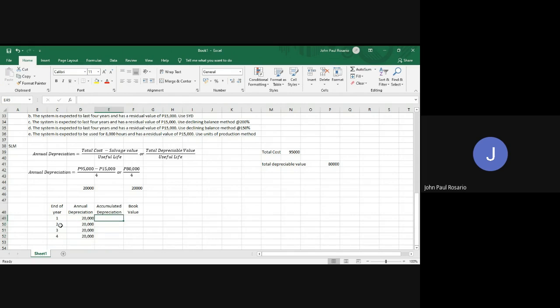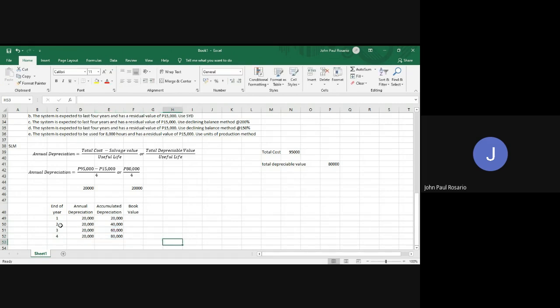Okay, so for our accumulated depreciation, we just add the depreciation from the first year to the very last year, or to whatever period is being asked. So for example, our accumulated depreciation for year 1 is only 20,000 because this is our first year of depreciation. On the second year, we add our previous accumulated depreciation and this year's depreciation expense that will give us 40,000. Same on the third year, the previous year accumulated depreciation plus our annual depreciation. And lastly, for year 4, do the same.